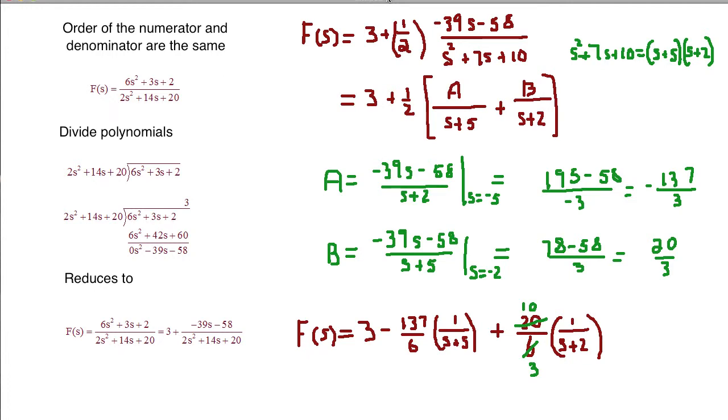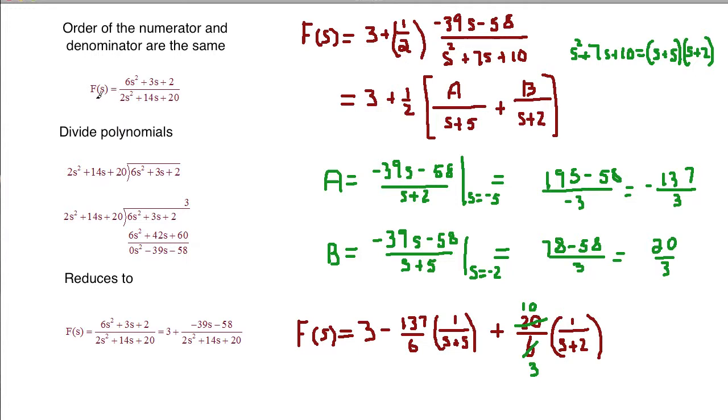In order to properly do a partial fraction expansion, the degree of the numerator polynomial must be less than the degree of the denominator polynomial. So what do we do when the degrees of the polynomials are equal? Well, let's see what we can do with this example. I'm going to assume that the order of the numerator and the order of the denominator are the same.